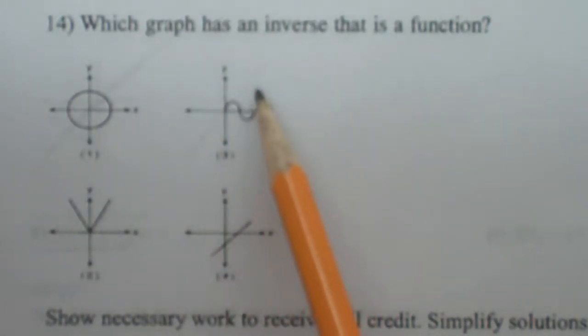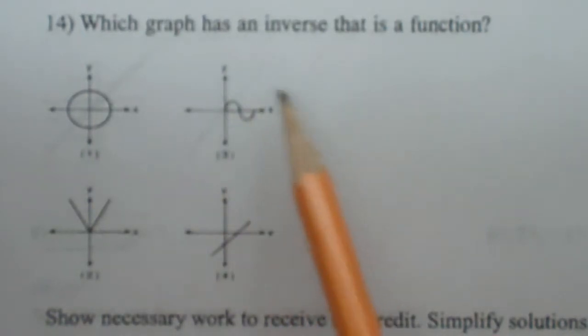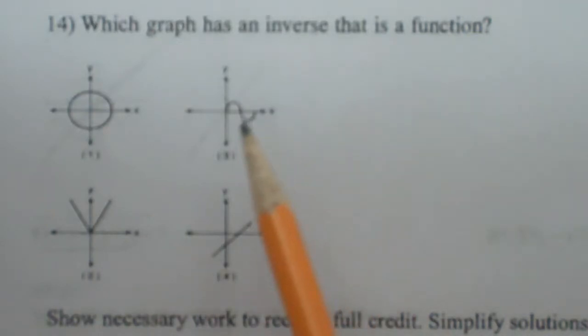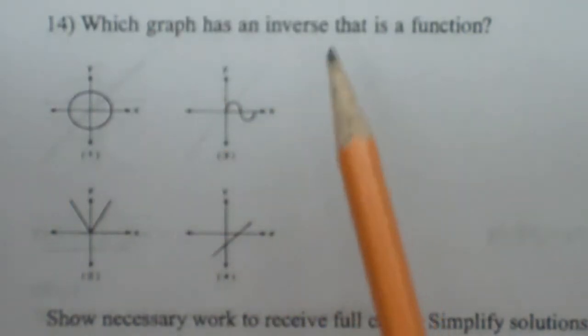Take a look at this one. If we use the x-axis itself, that x-axis is a horizontal line that is passing through this graph 1, 2, 3 times. That is definitely more than once, and so this graph does not pass the horizontal line test. Therefore, it is not 1-to-1, and therefore it does not have an inverse.